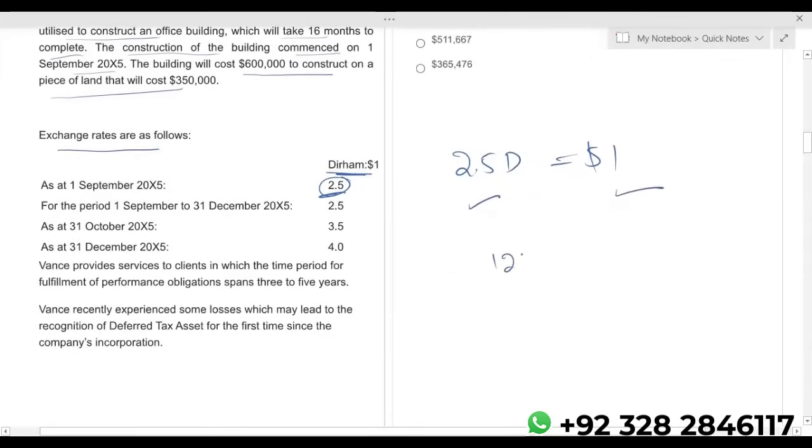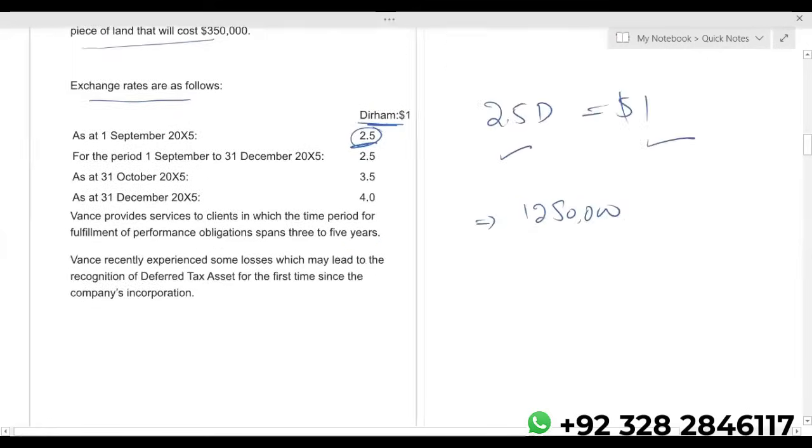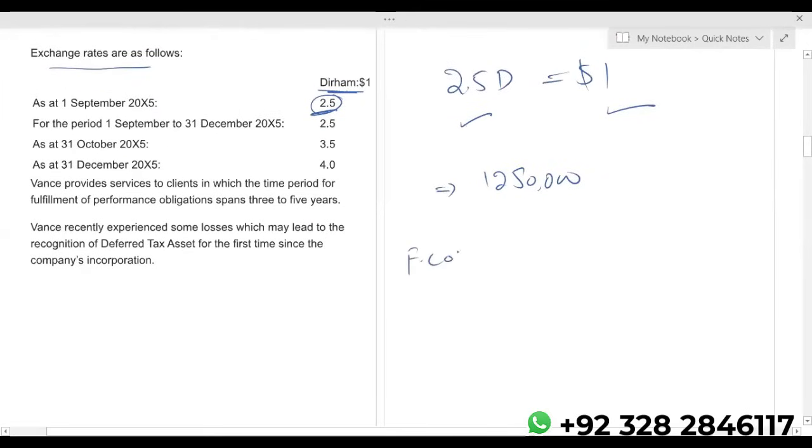It's very simple. For the loan amount, we know that initially we have to translate, and subsequently on SOFP date we have to retranslate, but there's no need to do all that because the examiner is simply asking us to give the loan amount at December X5. Loan in dirham is 1.25 million. What is the interest rate? 7%. So I'll calculate the interest finance cost for 4 months. Why 4 months? Because the company took the loan on 1st September X5, and from there till December it's a 4 months period. 1.25 million times 7% times 4 by 12.